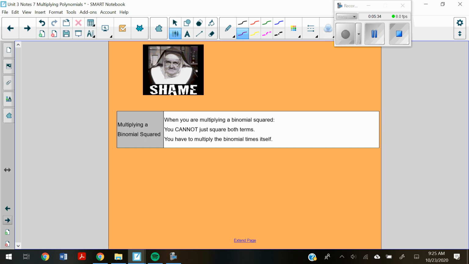Okay, so multiplying a binomial squared. You cannot just square both terms. You have to multiply the binomial times itself, because when we talk about squaring something, it means multiply it by itself. Pause if you're not done writing here.